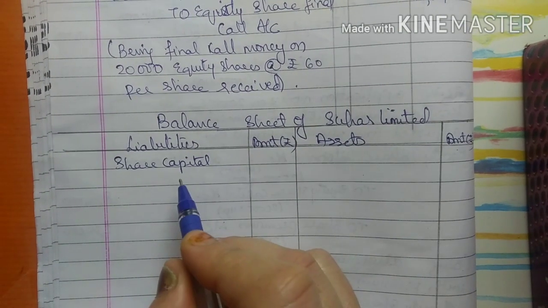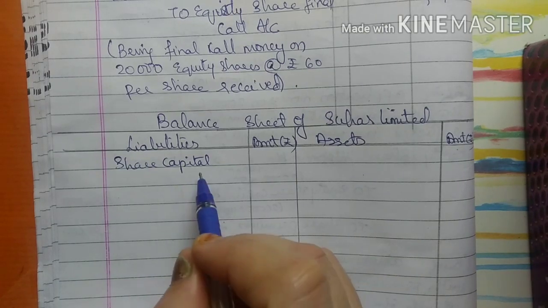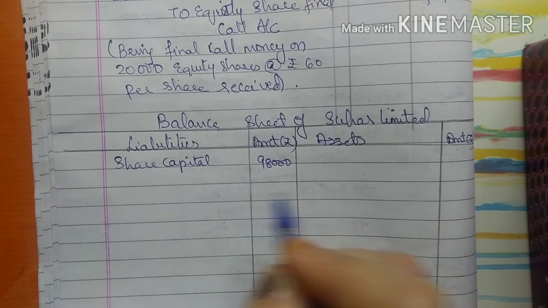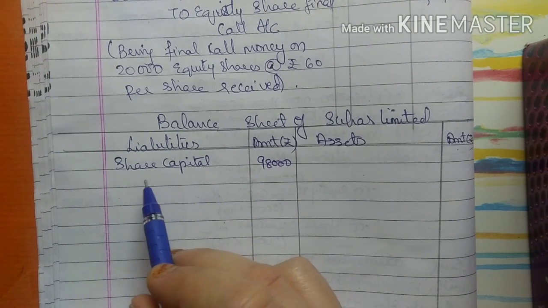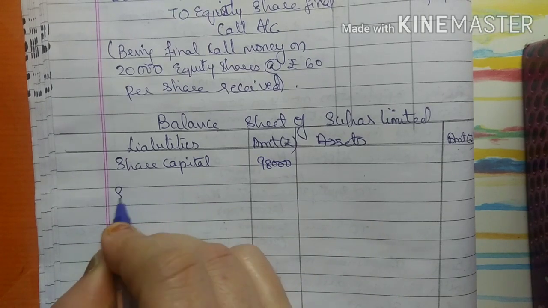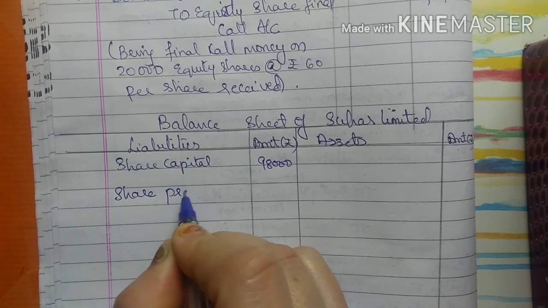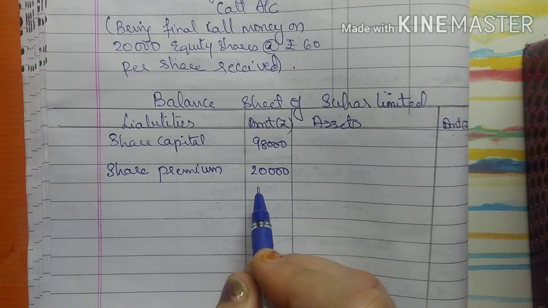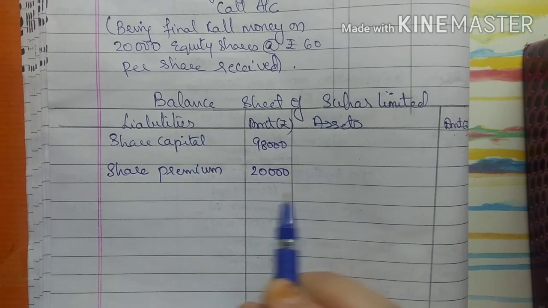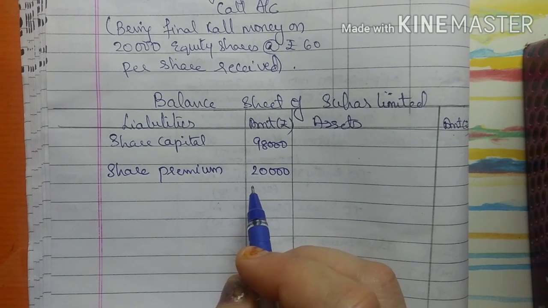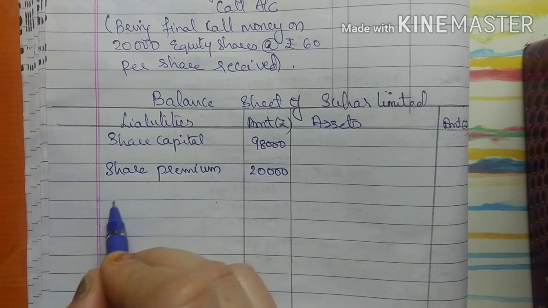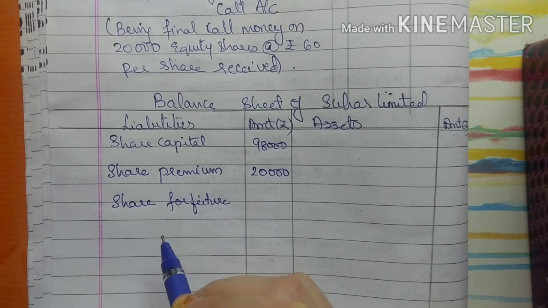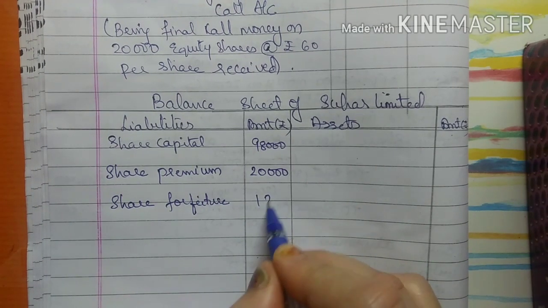So the first item on the liability side in the balance sheet will be share capital. It will be 98,000, right? How it came, I will show you in your working note. Then next will be share premium. So share premium will be 20,000. As on allotment we have taken 2 per share, right? So 10,000 into 2 is what? 20,000. Next will be share forfeiture, and in share forfeiture there is a balance of 1,200.